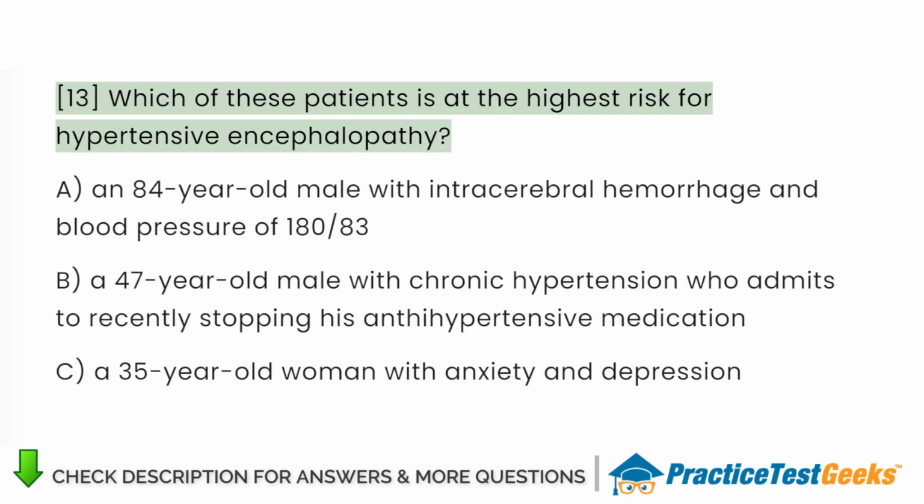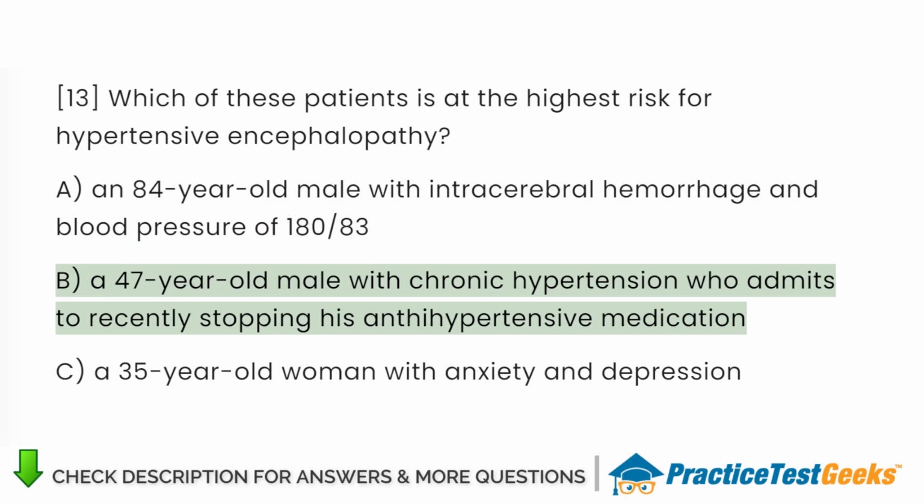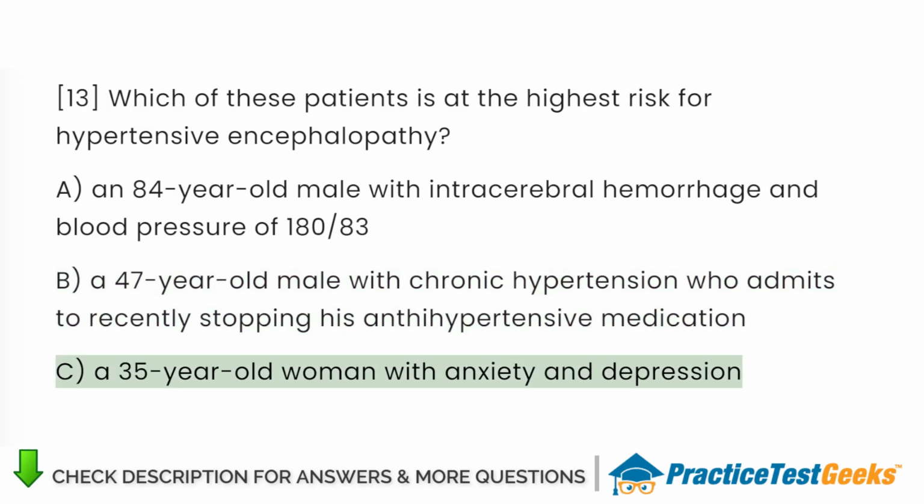Which of these patients is at the highest risk for hypertensive encephalopathy? A. An 84-year-old male with intracerebral hemorrhage and blood pressure of 180/83. B. A 47-year-old male with chronic hypertension who admits to recently stopping his antihypertensive medication. C. A 35-year-old woman with anxiety and depression.